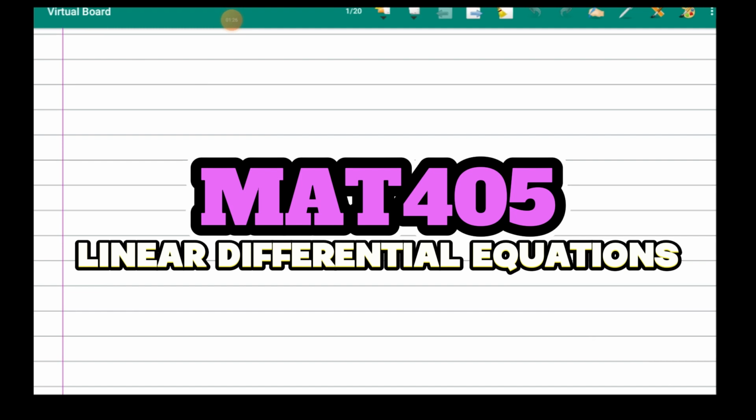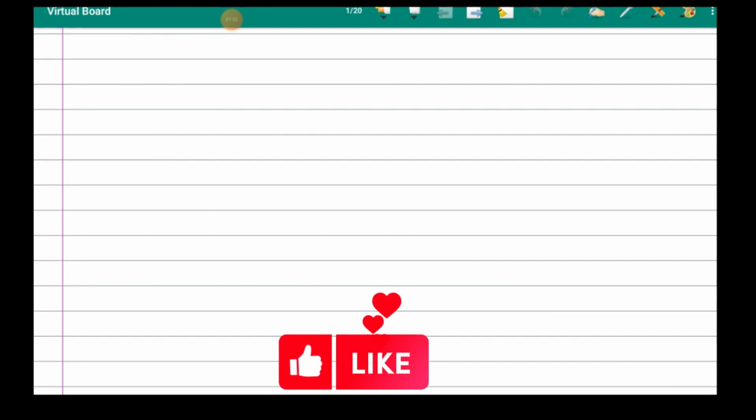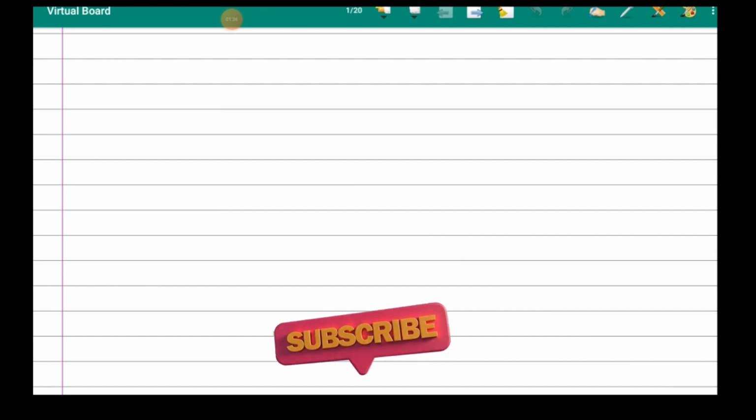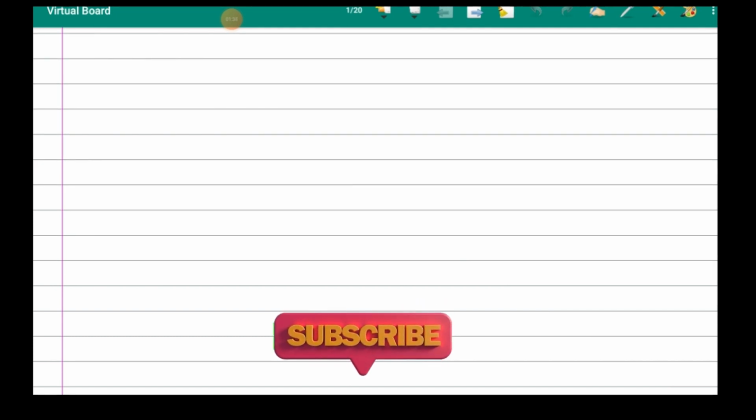general formula. So we will take an example of a question and use that to deal with these differential equations. That is Math 405, linear differential equation. So let's prove the formula, and that will help us in understanding it more when we are going deeper into it.